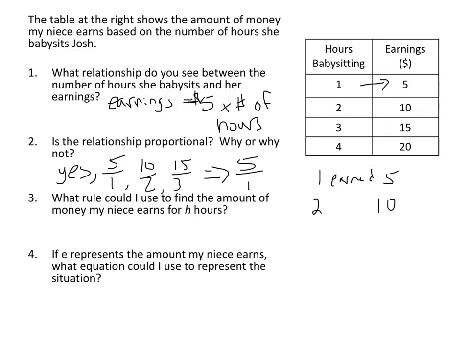So what rule could I use to find the amount of money my niece earns for H hours? If H is my number of hours, we could say that she earns $5 per hour, or write it as 5 times H, kind of like what we were doing with the sequences. And if E represents the amount my niece earns, what equation could I use to represent the situation? So her earnings would equal $5 times the number of hours, which actually kind of leads up to what I had said originally in number 1.